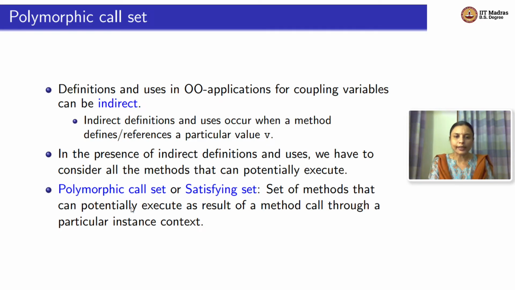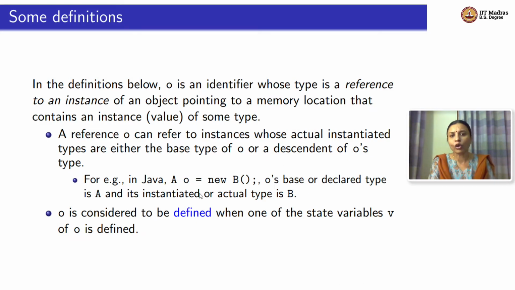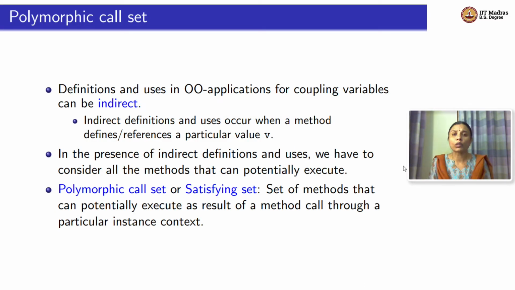So polymorphic call set, this we've already defined, but remember, in the presence of polymorphic methods, it's difficult to determine which would be the actual method that will run. So if a particular object is defined by any one of the methods, it could be an indirect definition because it could be the original base or the declared type, or it could be the instantiated or the actual type. So you collect together all those methods and put them as the polymorphic set, also sometimes referred to as the satisfying set.